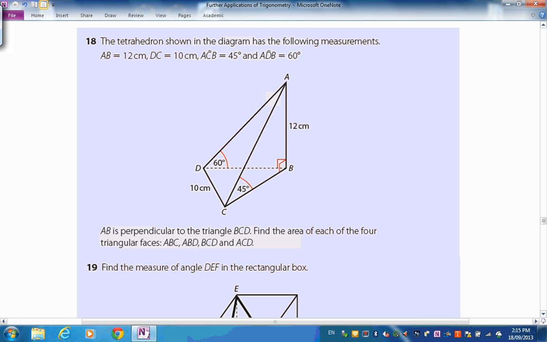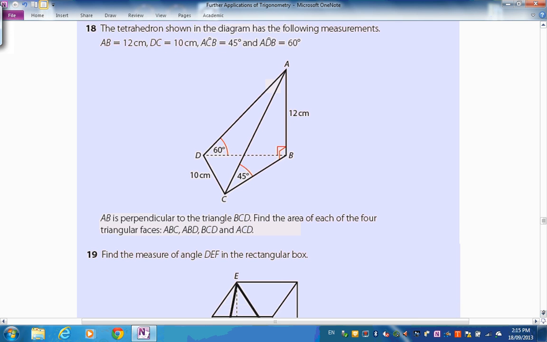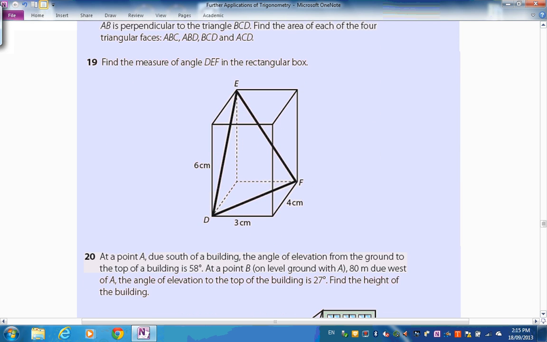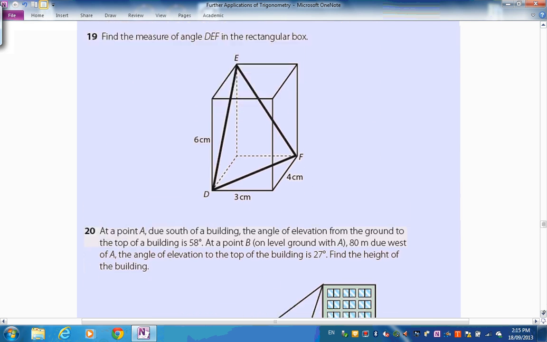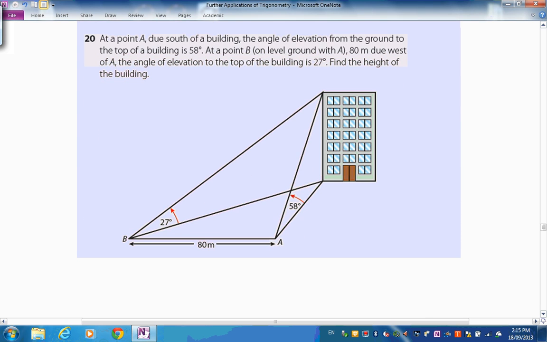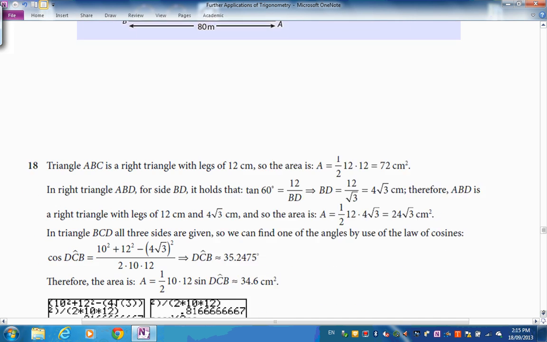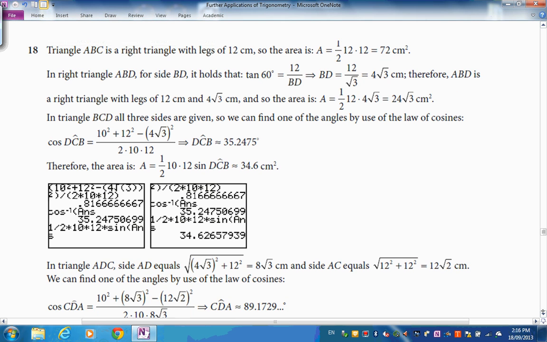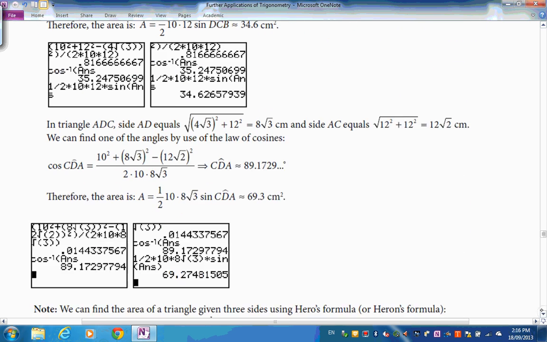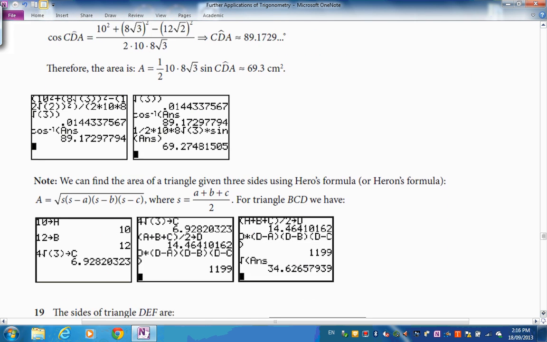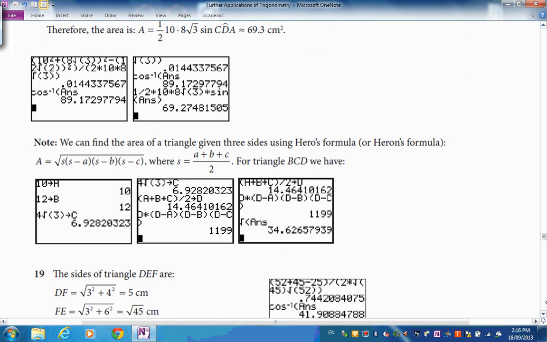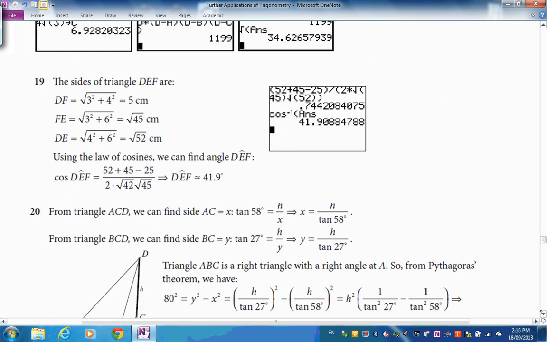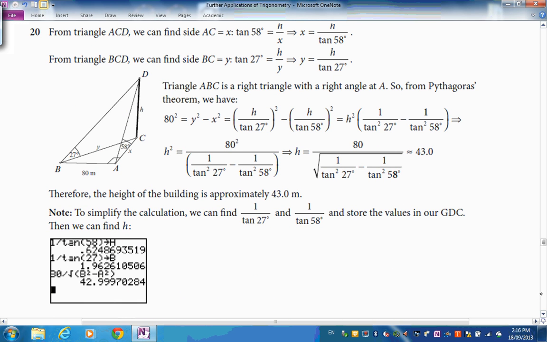So here's question 18 and 19 and 20. Okay, so those are the only problems we've got there. Let's have a look at the solutions. It's going through 18, a bit more. And then 19.